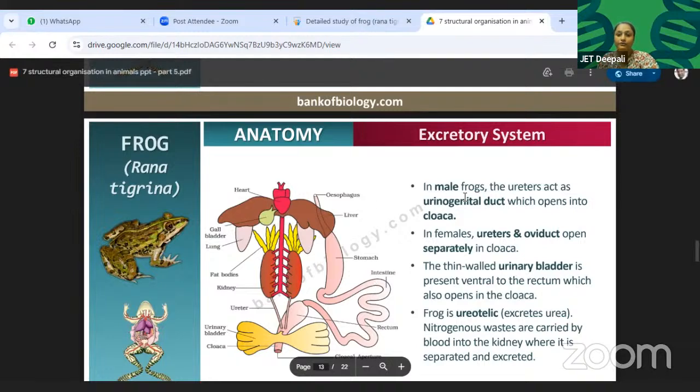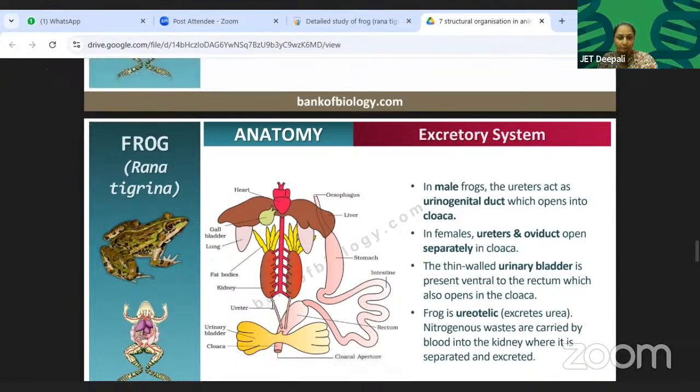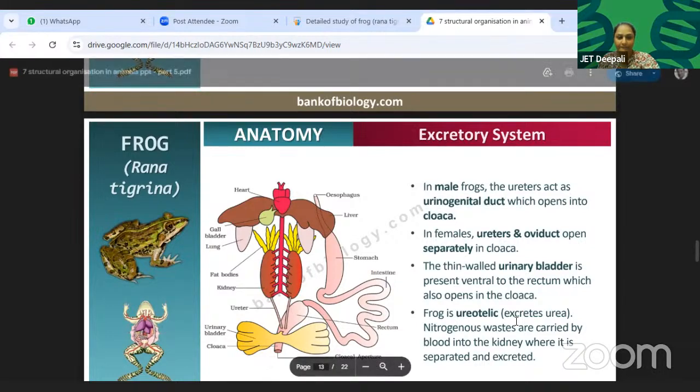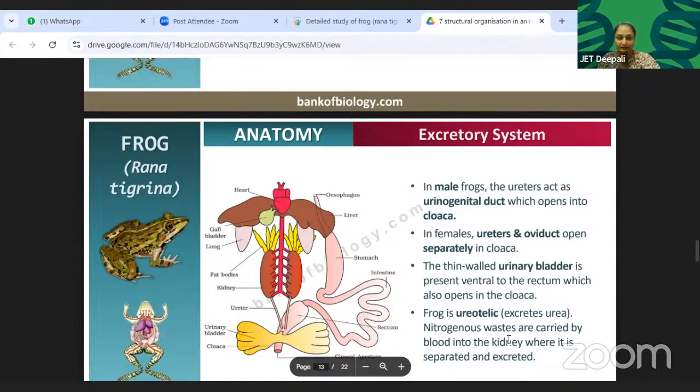Means in females, ureters and oviduct open separately into the cloaca. You can see this palm-like structure. This is their urinary bladder.